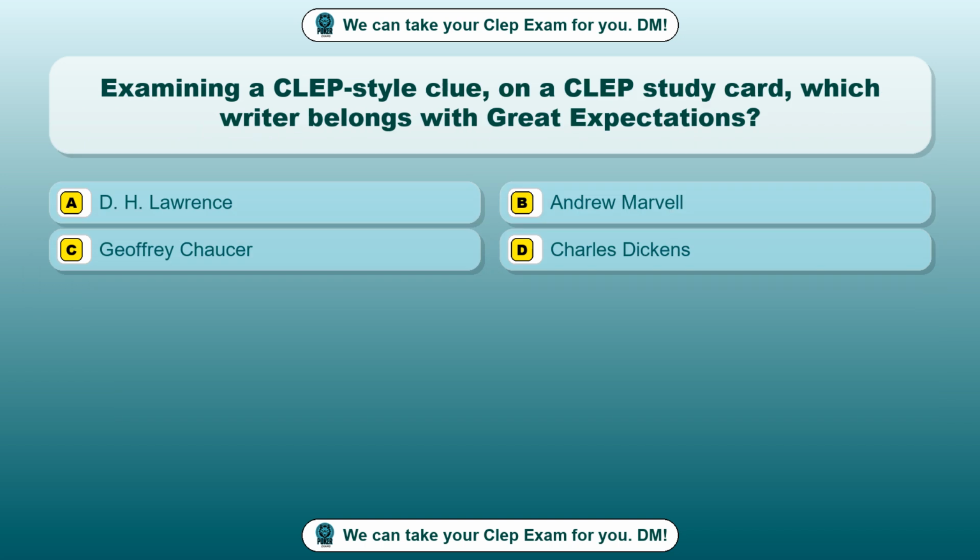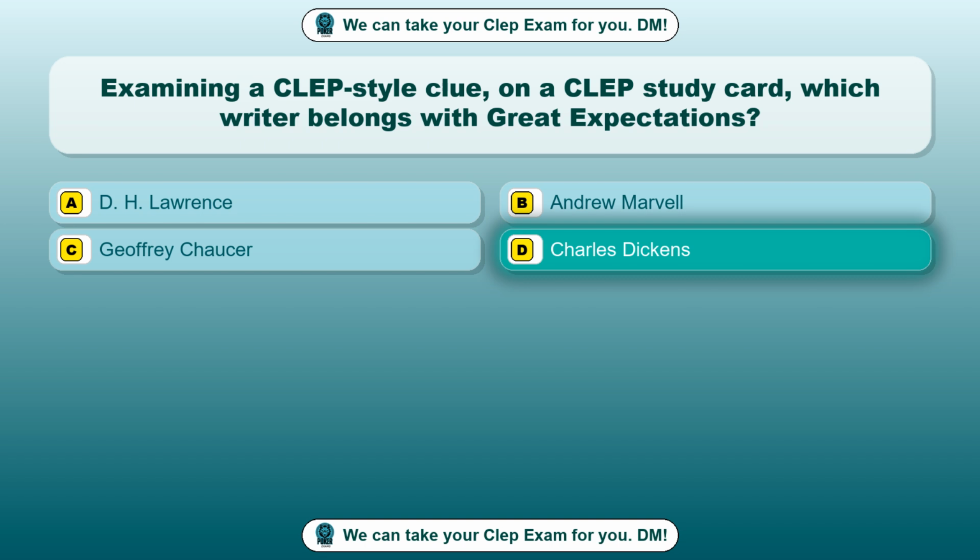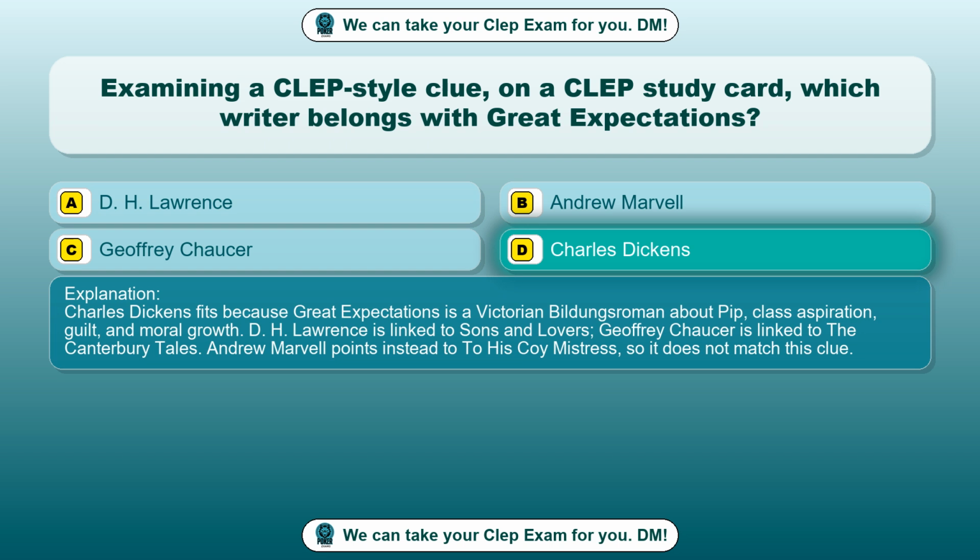Question 57. Examining a CLEP-style clue on a CLEP study card, which writer belongs with Great Expectations? Option A. D. H. Lawrence. Option B. Andrew Marvell. Option C. Geoffrey Chaucer. Option D. Charles Dickens. The correct answer is option D. Charles Dickens. Charles Dickens fits because Great Expectations is a Victorian Bildungsroman about Pip, class aspiration, guilt, and moral growth.